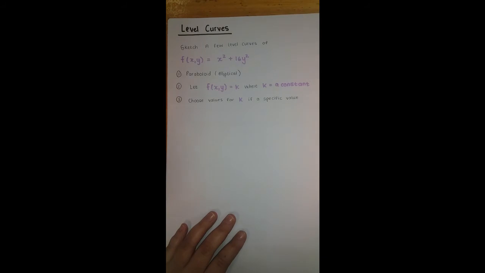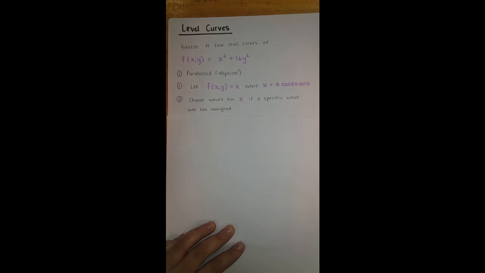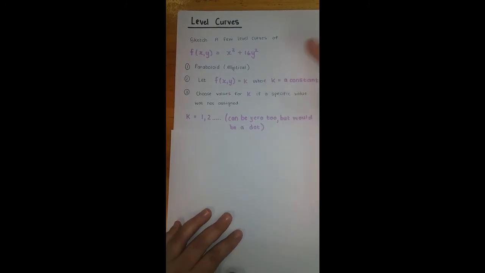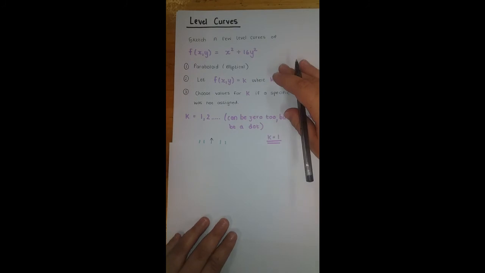Then, number 3, you choose values for k if a specific value was not assigned. Sometimes they will not assign a value and they'll say just sketch a few level curves, and sometimes they will give you a level curve to sketch where k is equal to 2 or 1. So k can be 0 as well, but in this case, since it's a paraboloid and it has not been shifted up or down, you will have a dot because that will be at the origin where z, x, and y are equal to 0.